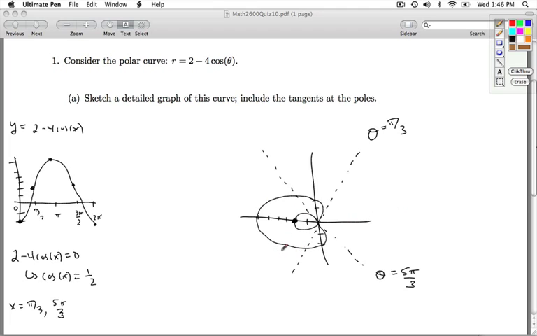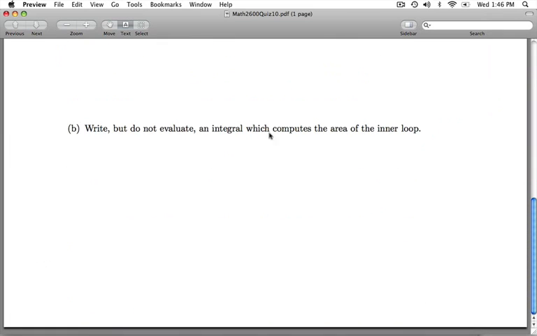Now the second part of this take-home asks us to find the area of the inner loop. So it's kind of helpful to have this graph as a reference. If I want to find the area of the inner loop, I can look at what's going on between 0 and pi over 3, which is this region here, when I graphed this part. So to find the area of the inner loop, what I can do is find the area from 0 to pi over 3. That would give me half of this area here, and then double it to get the area of the inner loop. So we'll see that in part B.